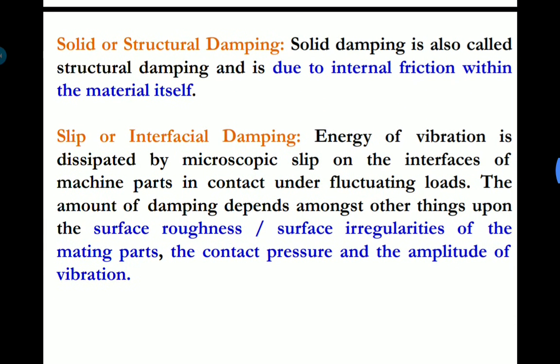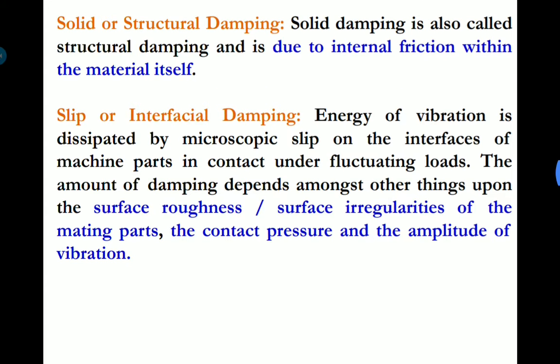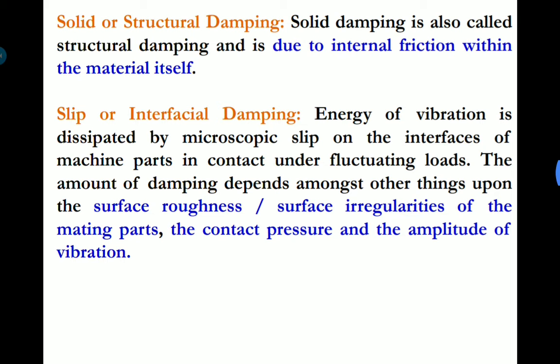The third one is solid or structural damping. This damping is mainly because of the internal friction within the material itself. Here there is no need of any external force or external body, but it takes place internally within the material itself. And the fourth type of damping is the damping provided by surface irregularities.